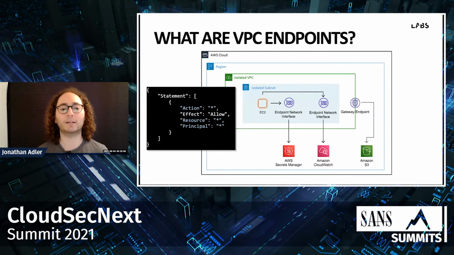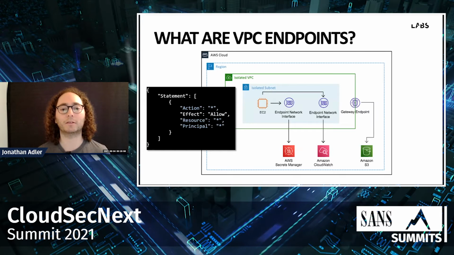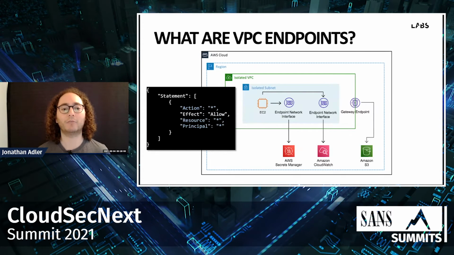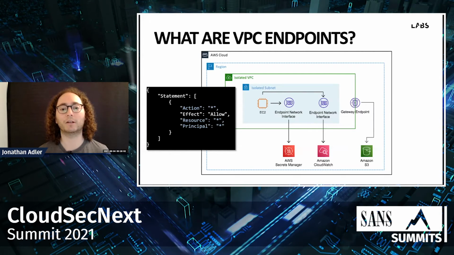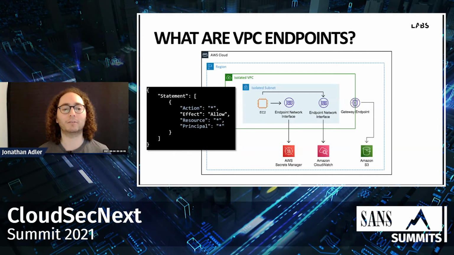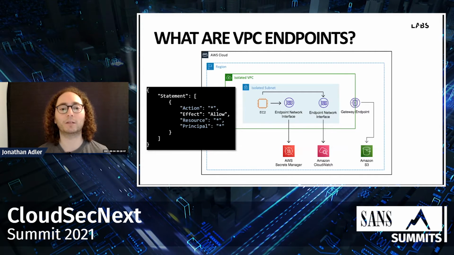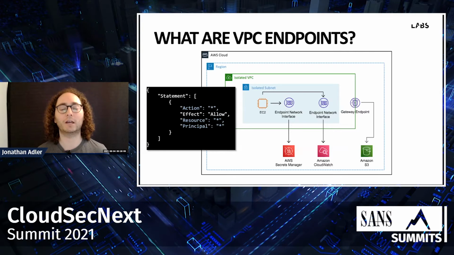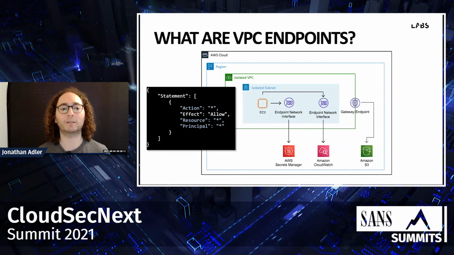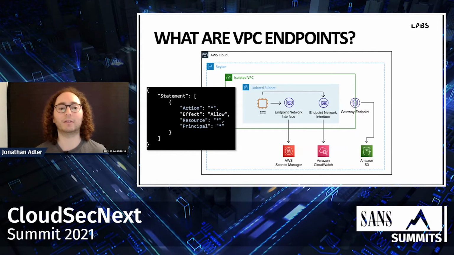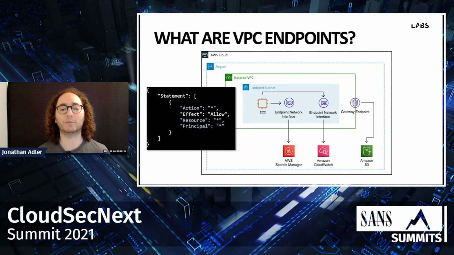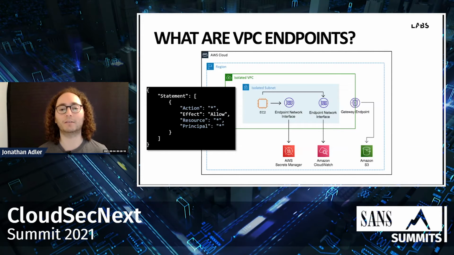And what I mean by that is that each of these endpoints, whether interface or gateway endpoints, have an endpoint policy or a resource policy. And it's what we can see here on this slide. So by default, if you don't create one yourself, Amazon will attach one that, as we can see here, allows any action to any resource by any principal. And we'll get to why this is an issue in a moment.